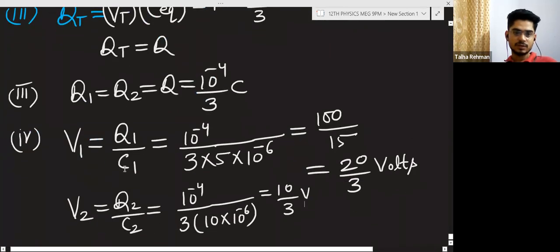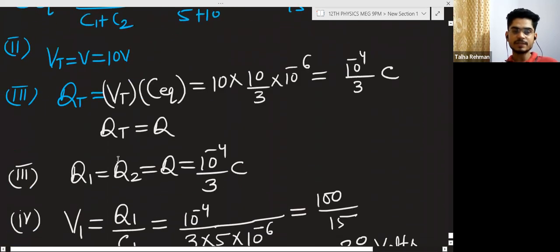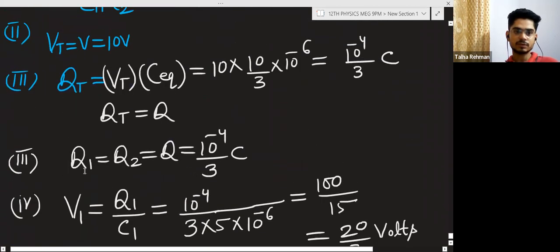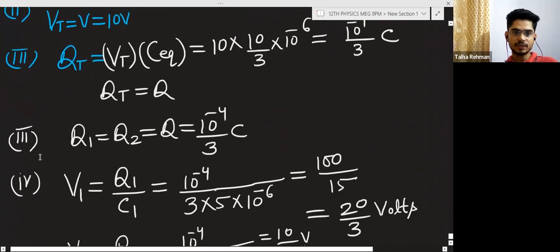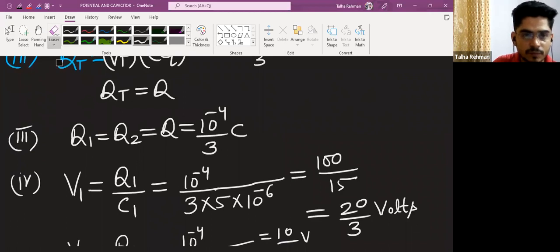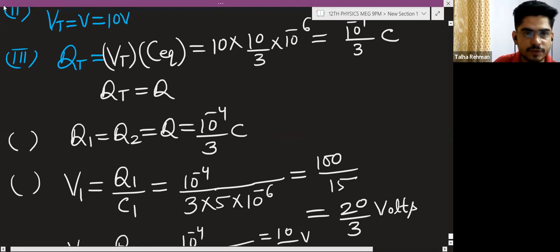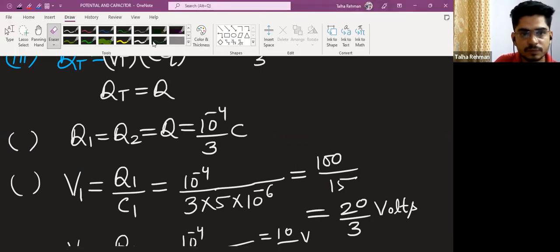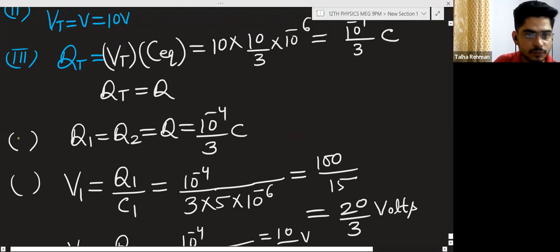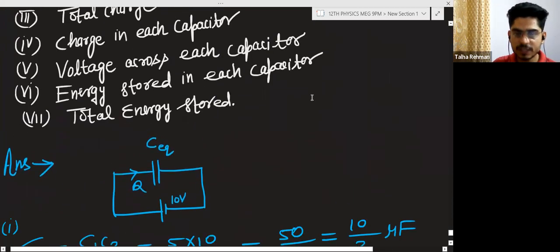But fifth, voltage across each capacitor we have calculated. Sorry, first, second, third, and this is fourth. This is fourth, and this is fifth.